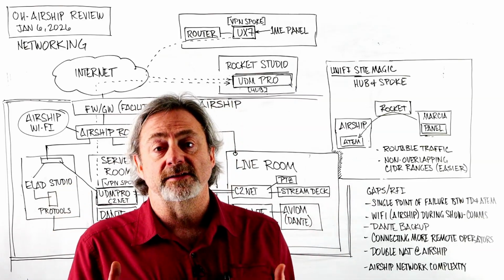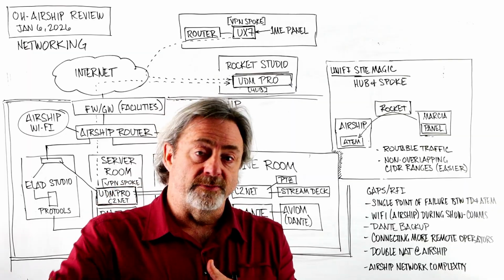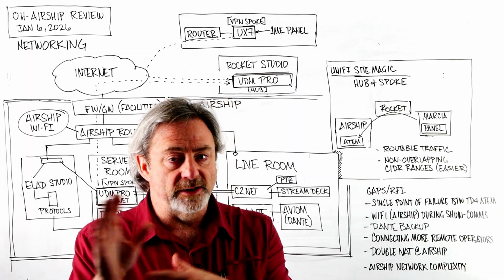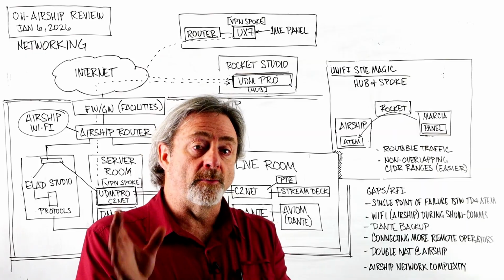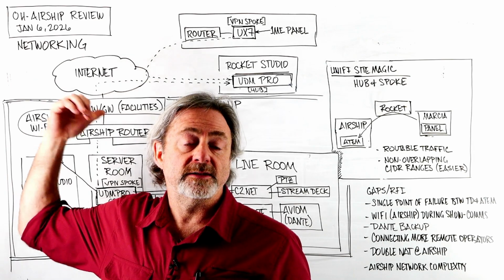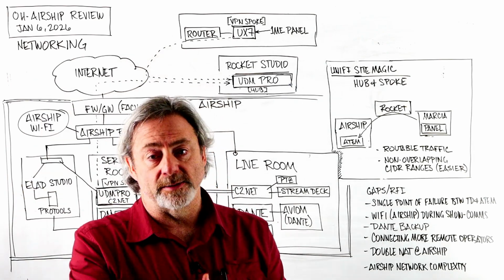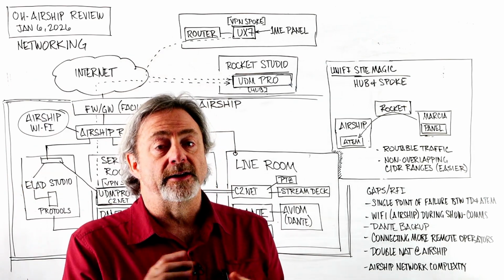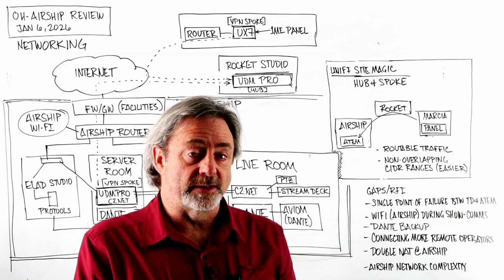And if that's the case, we can put in things like an OpenVPN server. There's a lot of different options that open up once the UDM Pro is the primary device at Airship and has a public IP address. And at that point, we could do all sorts of different things.